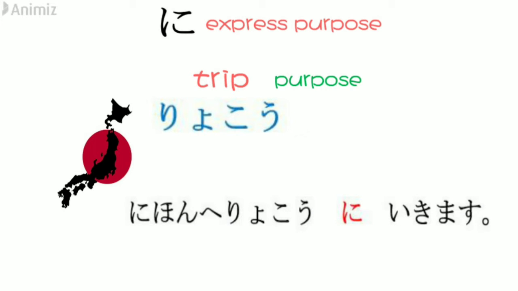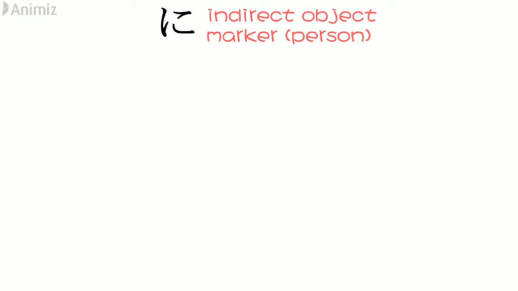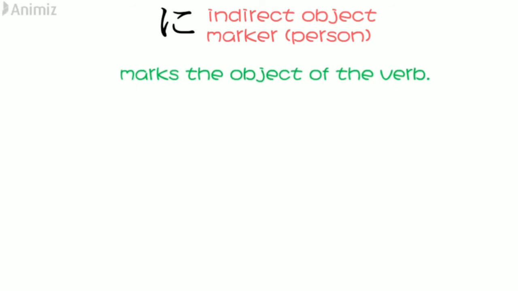You can say it in such a way. Nihon e ryoko ni ikimasu. By using the particle ni, you are showing that you are going to Japan for the purpose of a trip, for the purpose of taking a vacation. So we can see clearly that by using the particle ni, we can show why an action is performed, the purpose for an action. Let us discuss the last function of the particle ni, that is indirect object marker.